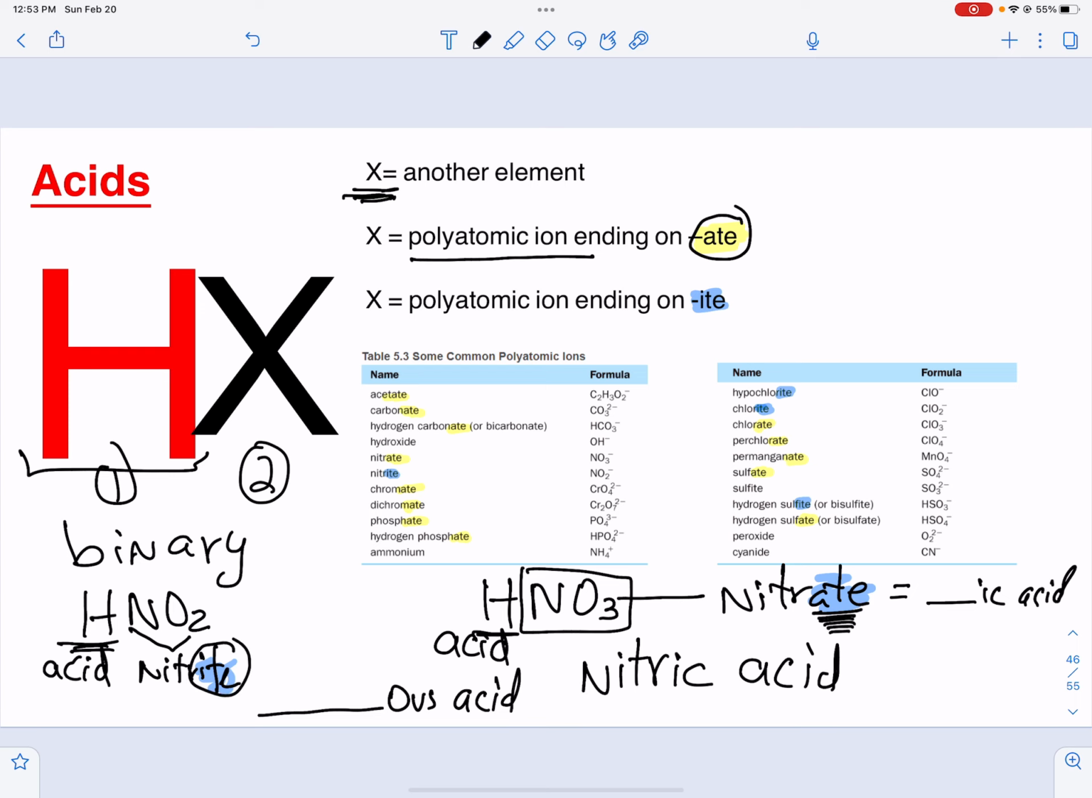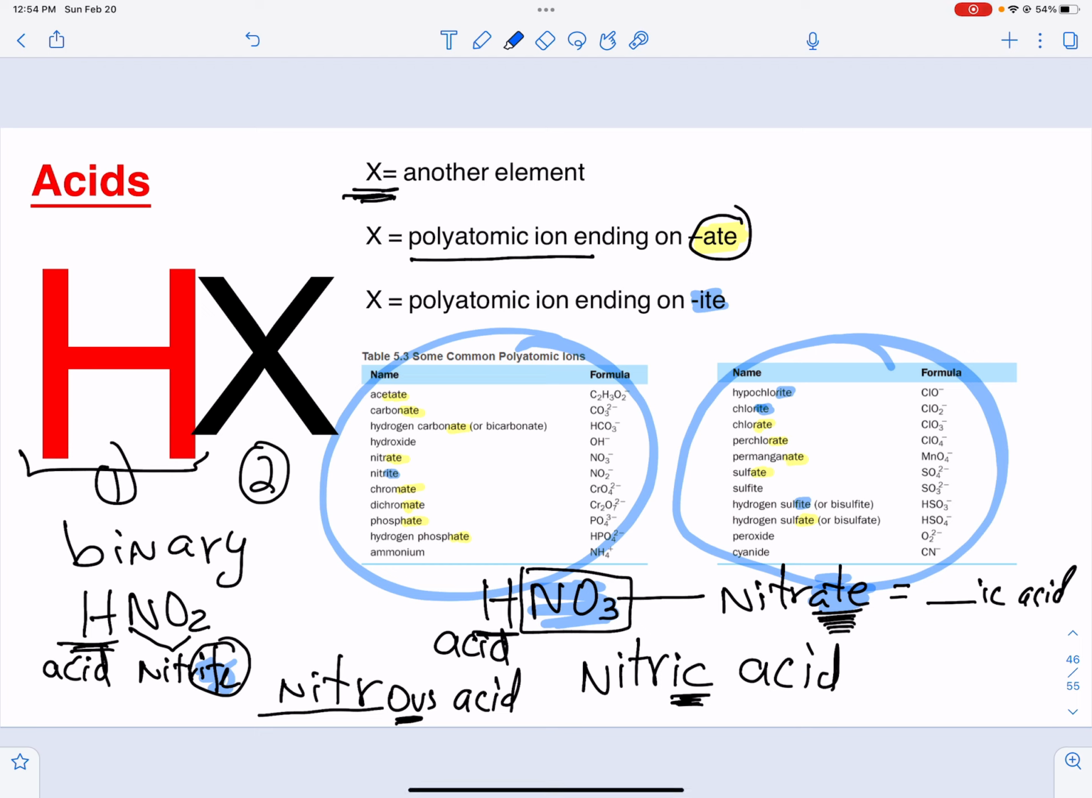So you have to know the name of the polyatomic ion to know if you're going to use ose or ic acid. And this will be nitrose acid. So super important that you can look at the formula, recognize that you have a polyatomic ion, find it on the table so you know the name, and if it ends on ate, then it's going to be blank ic acid. If it ends on "ite", then it's going to be blank ose acid. So that ending tells you the polyatomic ion you're dealing with.